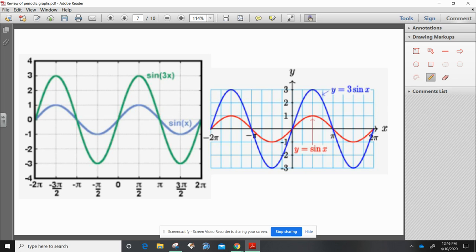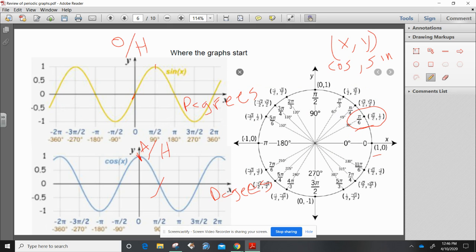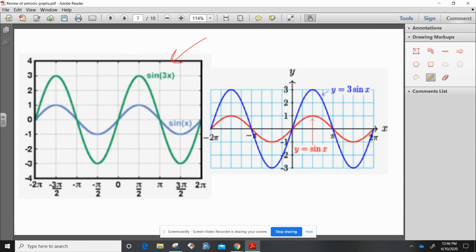All right, now what these things look like on the graph. If I look right here, this 3 is going to horizontally shrink it by a scale factor of 3. So normally it takes exactly 2 pi, or if we go back to our unit circle, it takes exactly one full time around the circle, or 360 degrees, to get back to the original spot. So on this one, the blue graph is normal sine, but that 3 is going to shrink it horizontally. So instead of 2 pi, 2 pi divided by 3 is going to be my period.